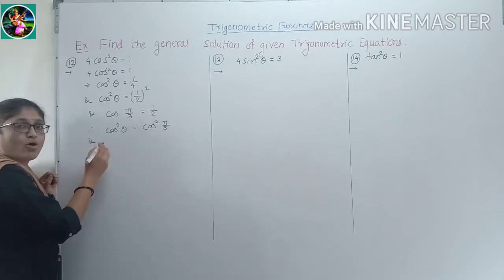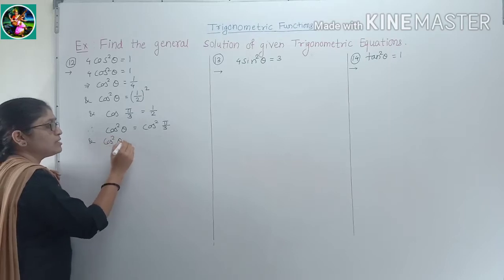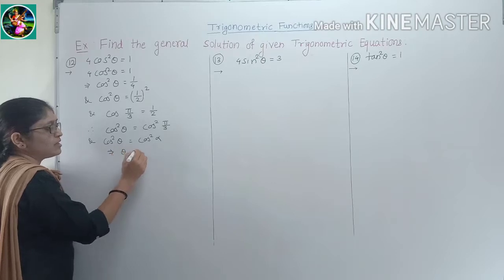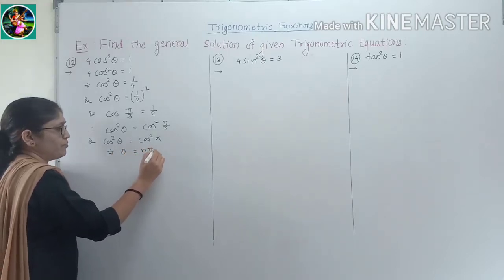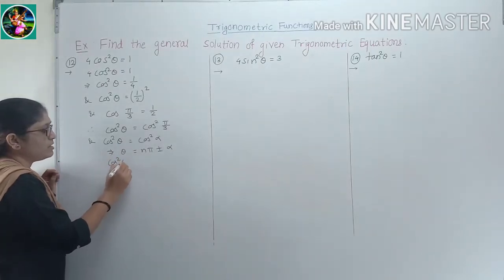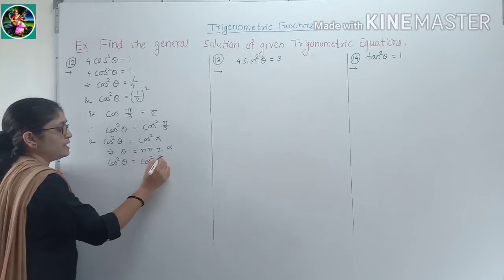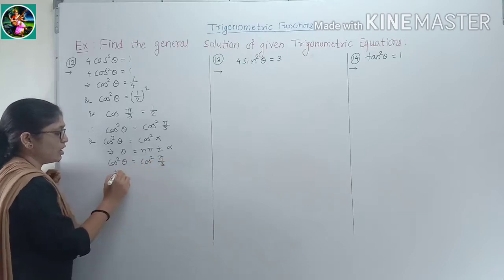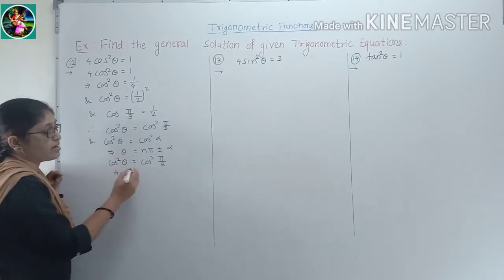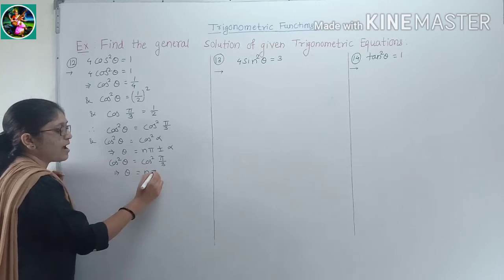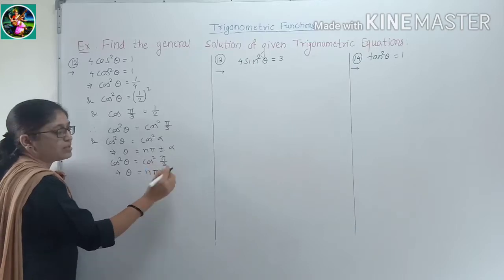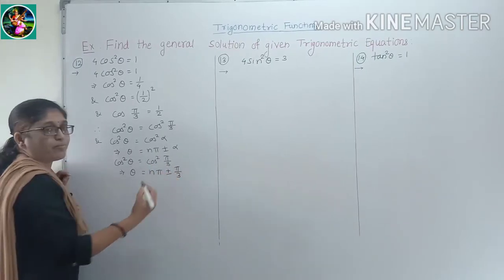And we have the formula: cos square theta is equal to cos square alpha gives the solution theta is equal to n pi plus or minus alpha. Therefore, cos square theta is equal to cos square pi by 3 gives the solution here theta, here also theta. Therefore, in the LHS there is theta is equal to n pi as it is, plus or minus. Instead of alpha we have pi by 3. Therefore, we substitute here pi by 3.